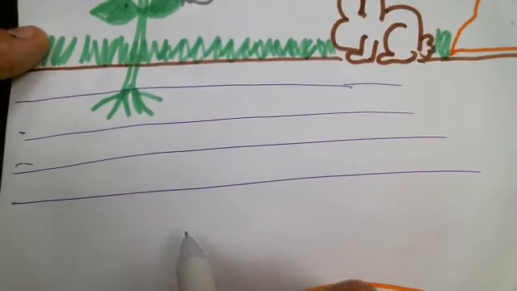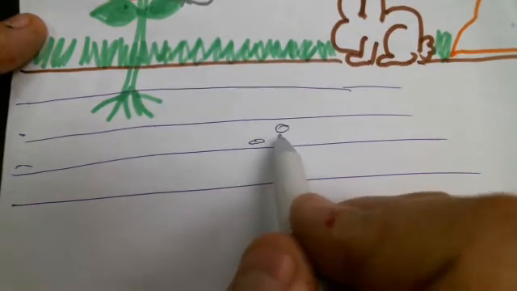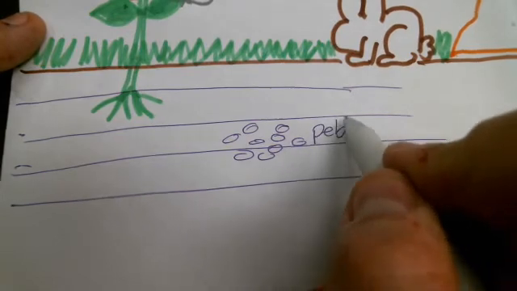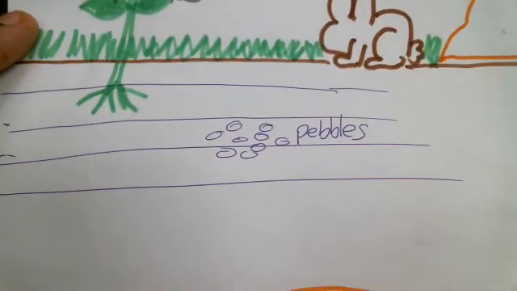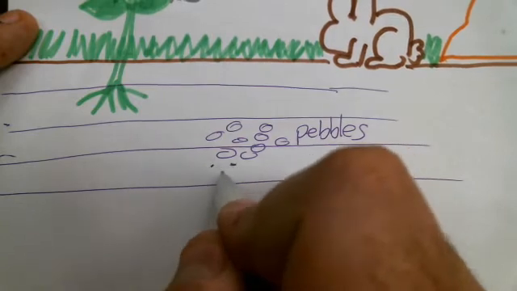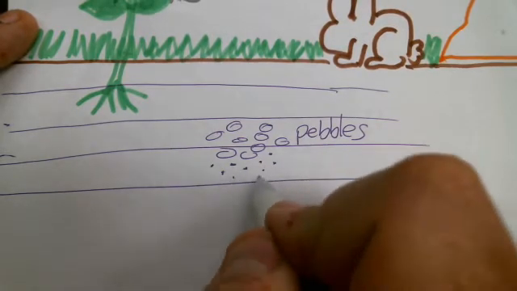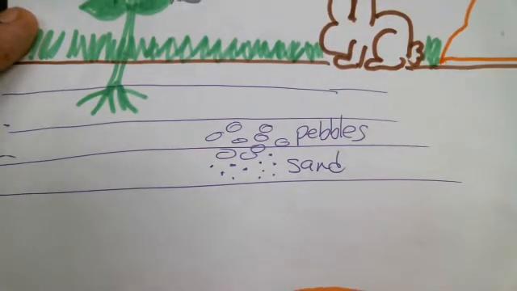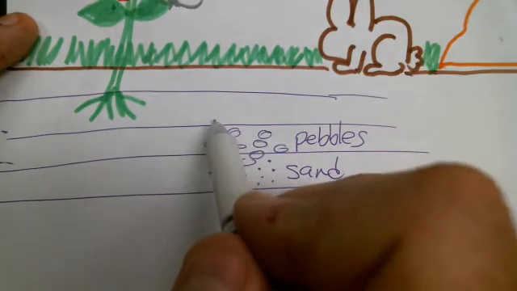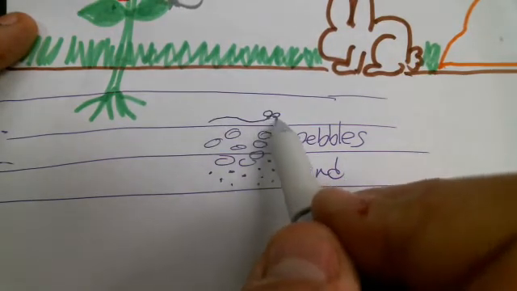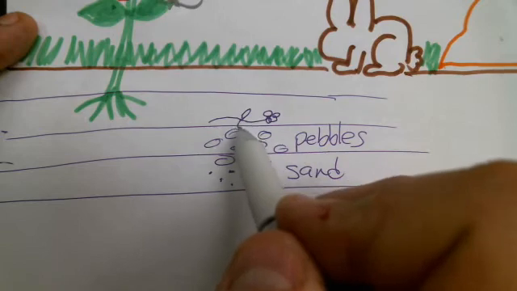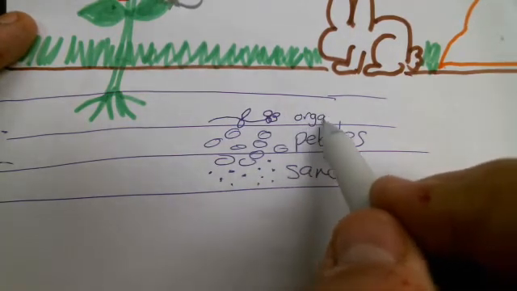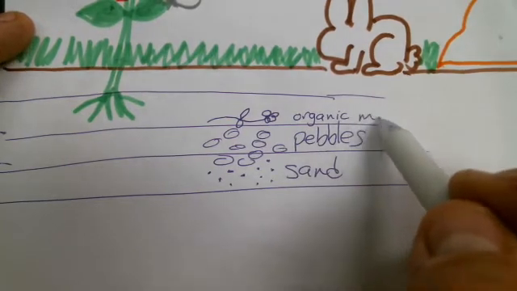By sediments, we mean all sorts of different things. We can mean little pebbles. So draw some circles there and label it pebbles. It can also be sand, so have some dots here. Label it sand. Or we might have some plants that are buried, so draw a flower on its side and put organic material.